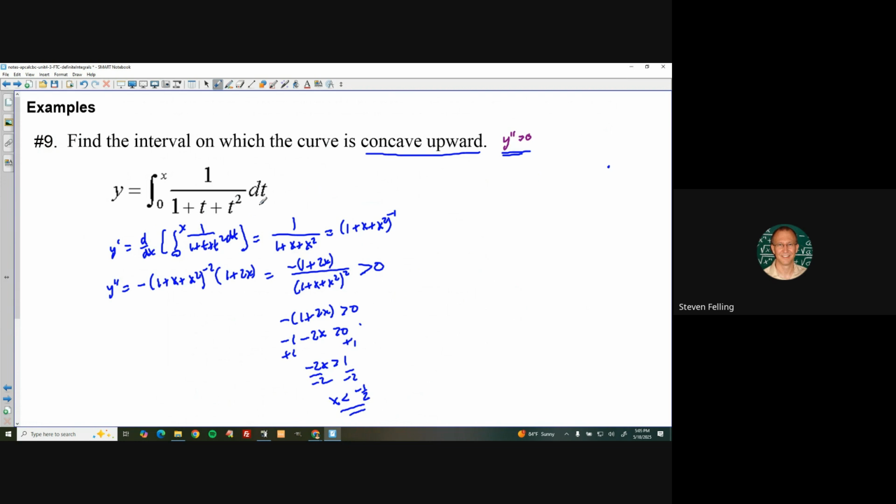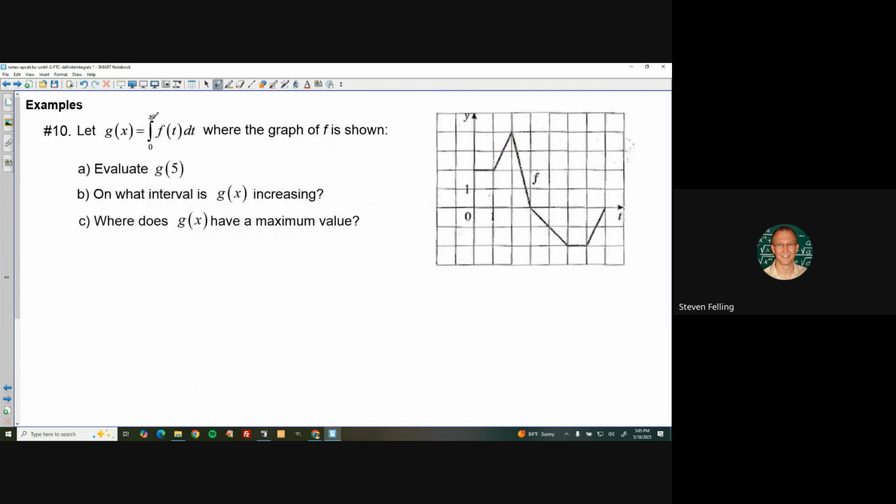Okay, one last example. Let g be defined with this accumulation integral where the graph of f is shown. So this is a graph of f. First of all, evaluate g of 5. So what we can do for that is, g of 5, we're just going to plug in 5 for x. So that means we're going to use this integral, but we're going to replace that x with a 5: the integral of f of t dt. Okay. So that means I need to find some way to evaluate this. If I had an expression here, I can take the antiderivative and plug in 5 and 0. But instead, I'm going to have to approximate this or find this in some way with area under a curve.